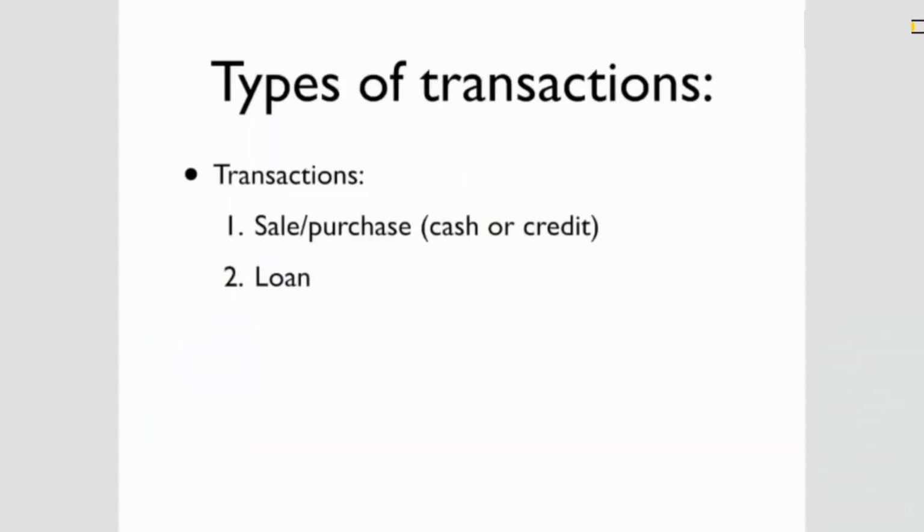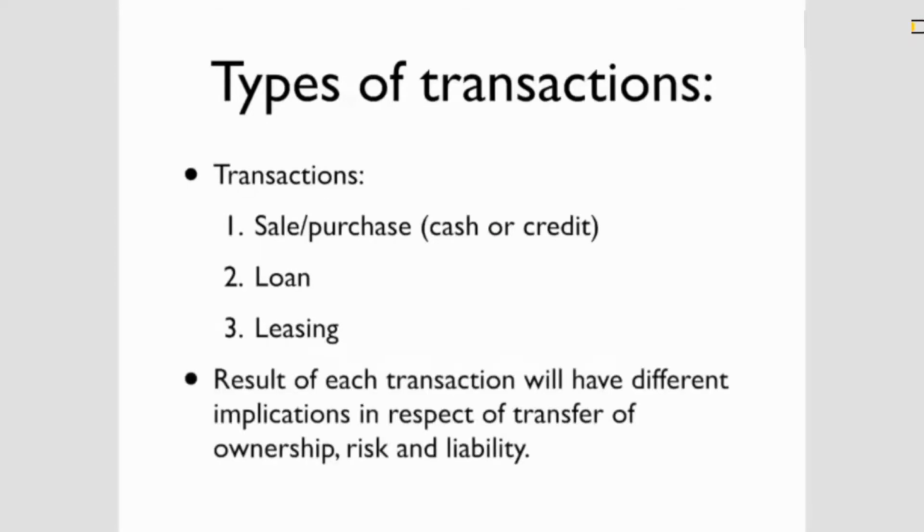We also have a loan, which is another transaction, usually a benevolent transaction in Islam, and it has its own different rules, which we will look at later on. Leasing, again, is a different type of transaction, and all of these three transactions have different implications in terms of transfer of ownership, risk, and liability.